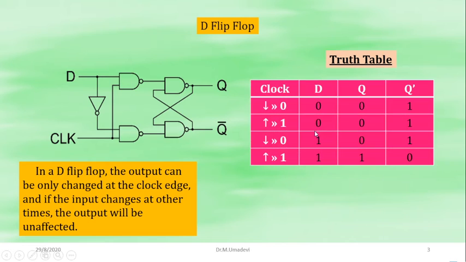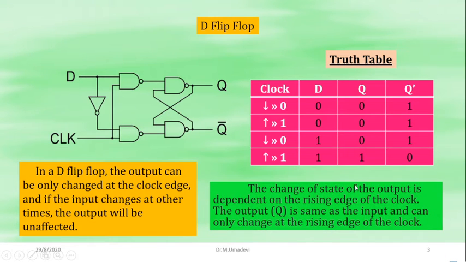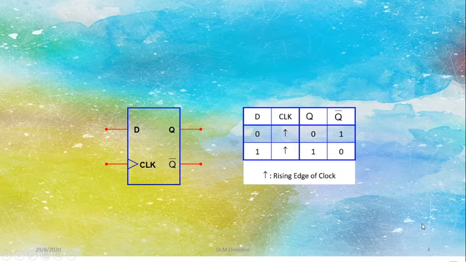Then this is the truth table for D flip-flop. This is when the clock is low, and this is when the clock is high. When you give D equal to 0, then you will get Q equal to 0. When D is equal to 1, then Q is equal to 1. Q is equal to 0 for the falling edge. Then again D is equal to 1 and Q is equal to 1. Q bar is just the inverse. The change of state of the output depends on the rising edge of the clock. The output Q is the same as the input and can only change at the rising edge of the clock.